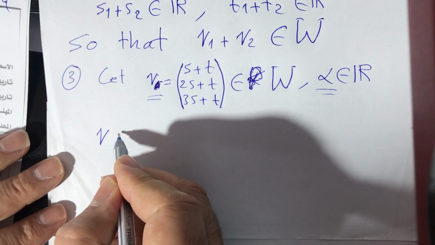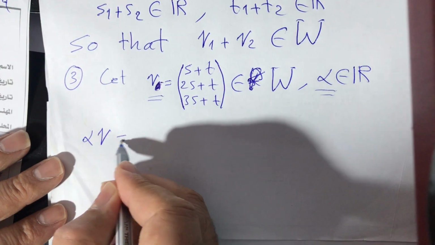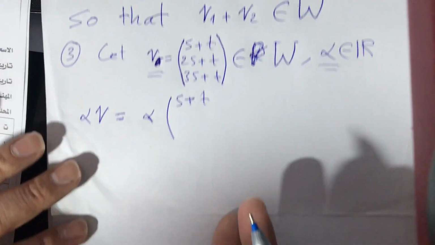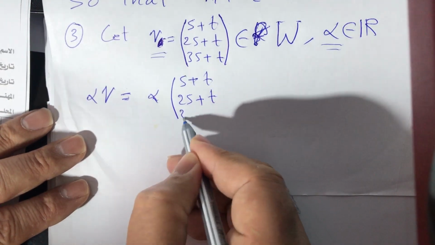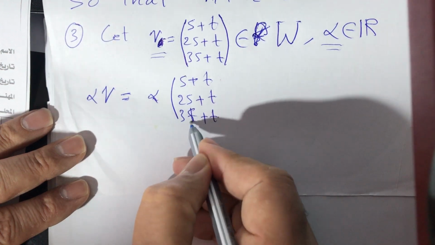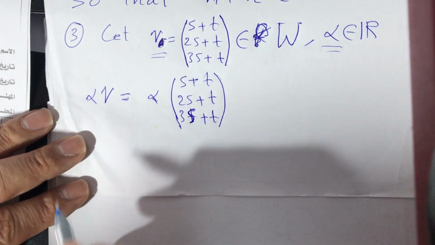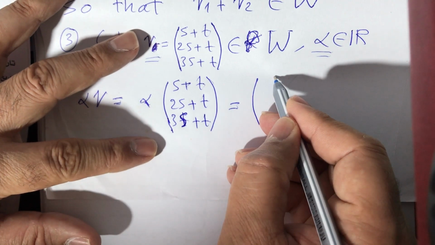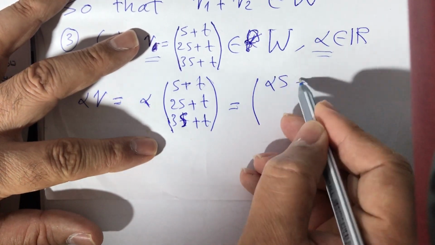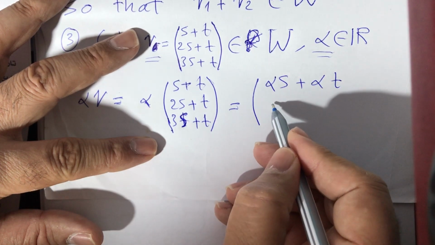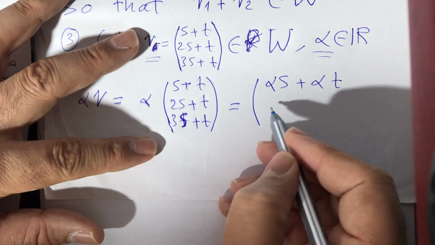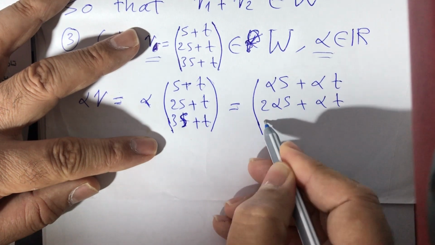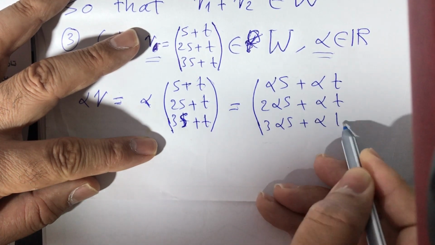We take alpha V, which is equal to alpha times (S plus T, 2S plus T, 3S plus T), and this will be equal to (alpha S plus alpha T, 2 alpha S plus alpha T, 3 alpha S plus alpha T).